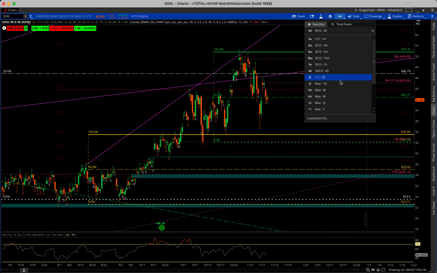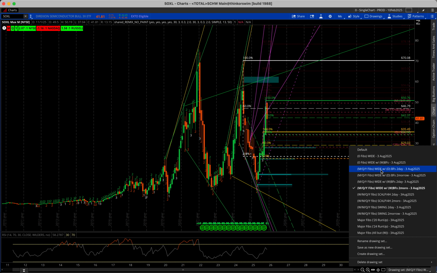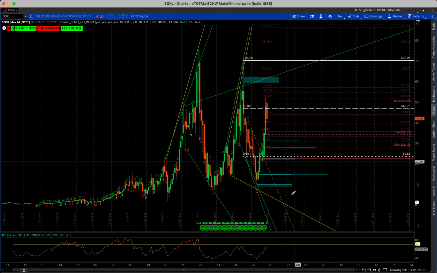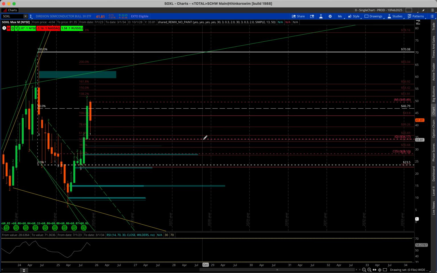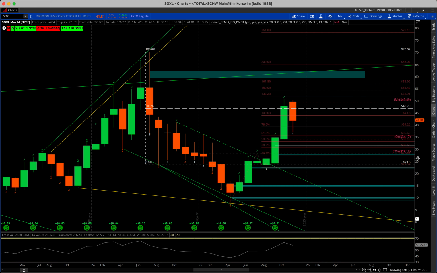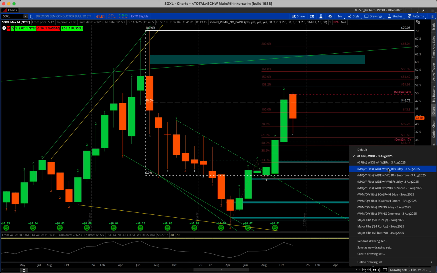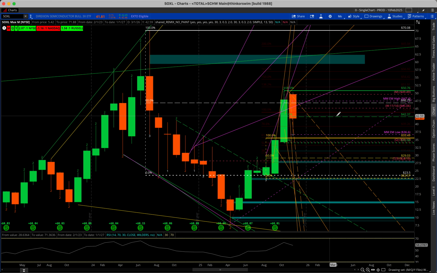We've looked at the day through the week, so we've already started to zoom out. Let's zoom out to the month and get the wide view. Make this a little bit bigger for those on phone. And we can see, again, we're still inside on the month. We're right at that 50% level, as we showed on the previous chart, that green dash line that we had. Let me bring that up here.